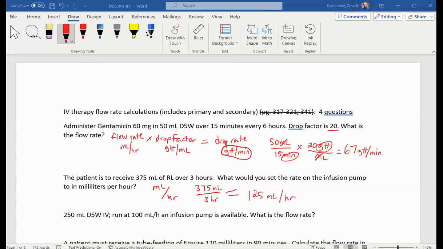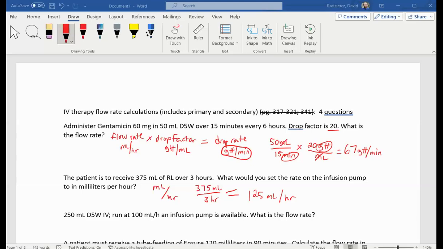And what decides the drops per milliliter is the tubing that you're using. So you are going to see different things, where it's 10 drops per milliliter, 20 drops per milliliter, 60 drops per milliliter. Everything's a little bit different, which is why you need to know that drop factor.